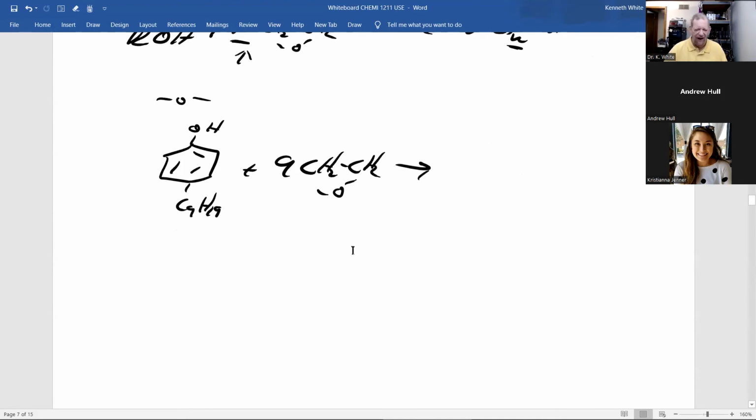Now, let me help you out. The C9H19 is a CH2, CH2, and CH3, 9 of them. A benzene ring will not react with ethylene oxide. Carbon with a hydroxyl group, ooh, an alcohol. Now you can proceed.